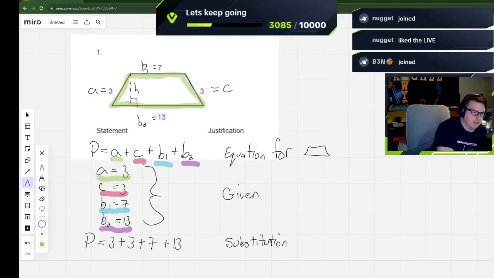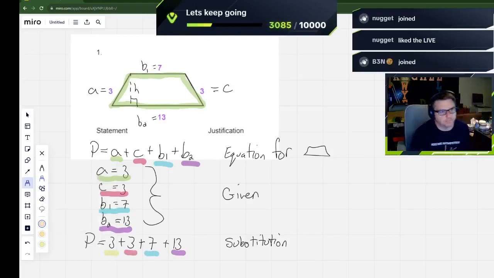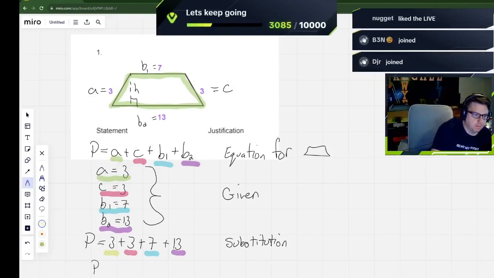So all we're doing is taking these different colors that we have: 13, I think that was 7, and then this one was 3, and then our green was 3 as well. So just trying to color coordinate on where everything came from. Now the last step, all we're going to do is combine like terms. So we're going to combine all of our numbers together, and we call that combining like terms.